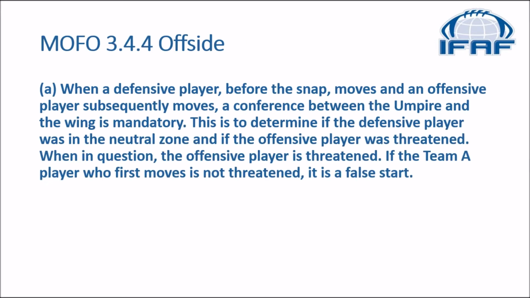In the MOFO, we go to 344, dealing with offsides. A, when a defensive player before the snap moves and an offensive player subsequently moves, a conference between the umpire and the wing is mandatory. This is to determine if the defensive player was in the neutral zone and if the offensive player was threatened. When in question, the offensive player is threatened. If the team A player who first moved is not threatened, it is a false start.